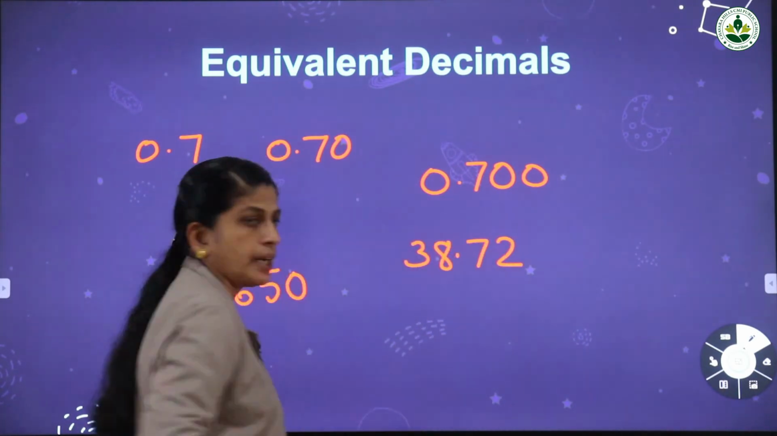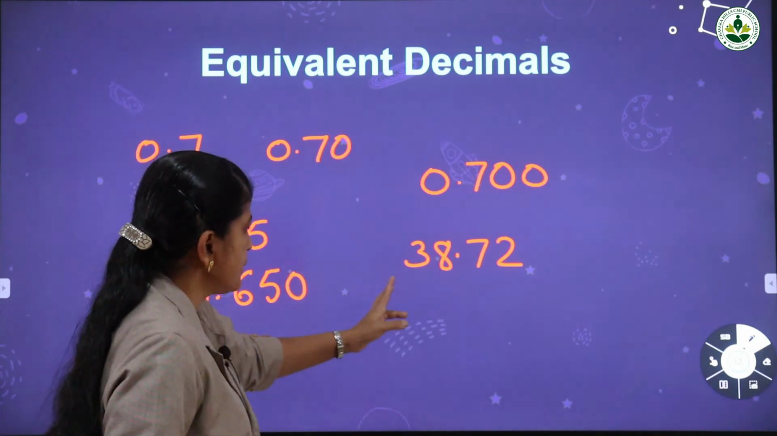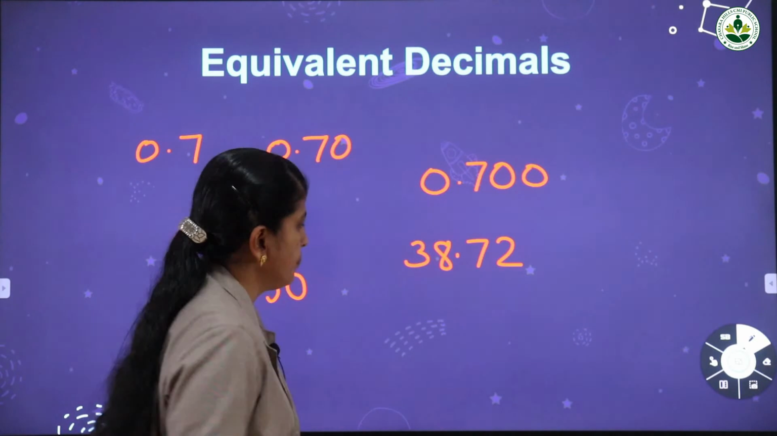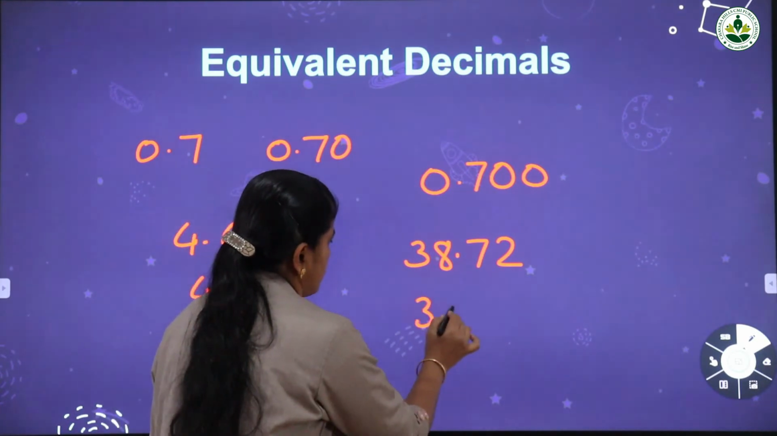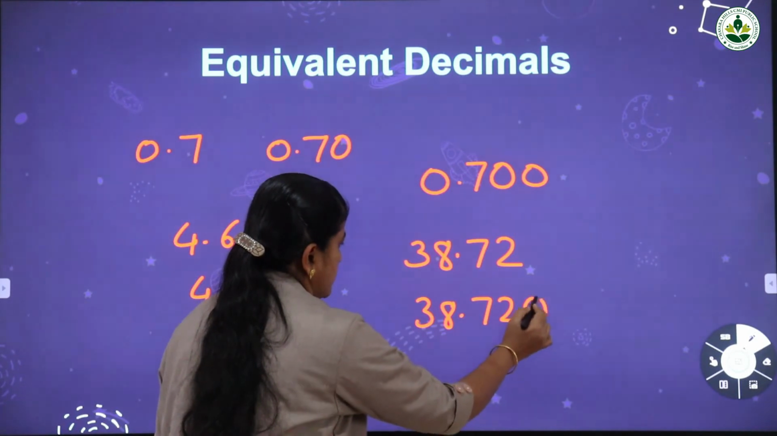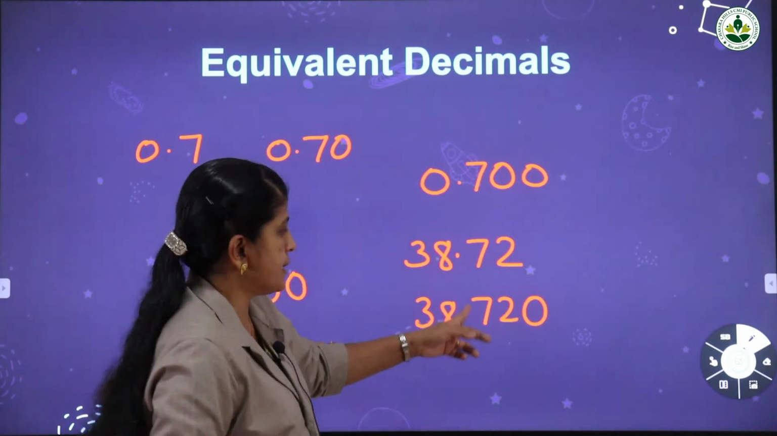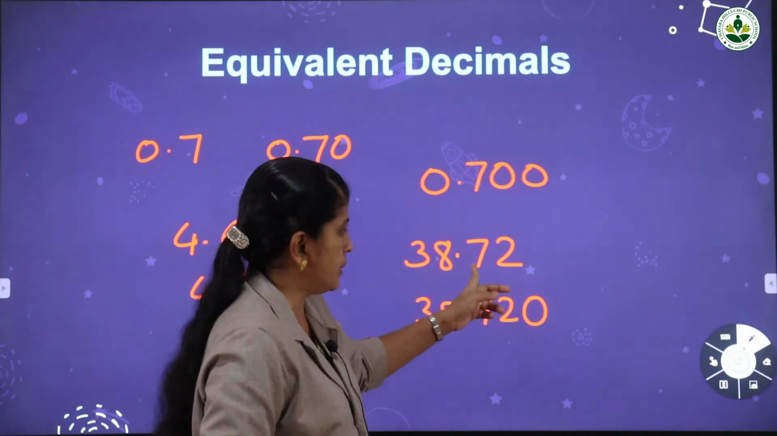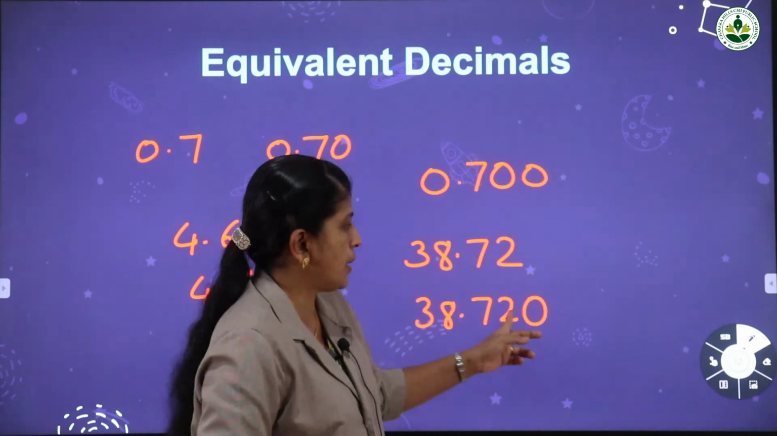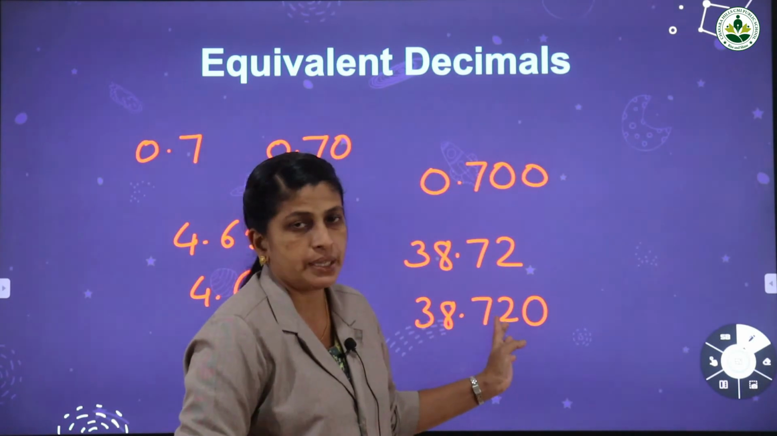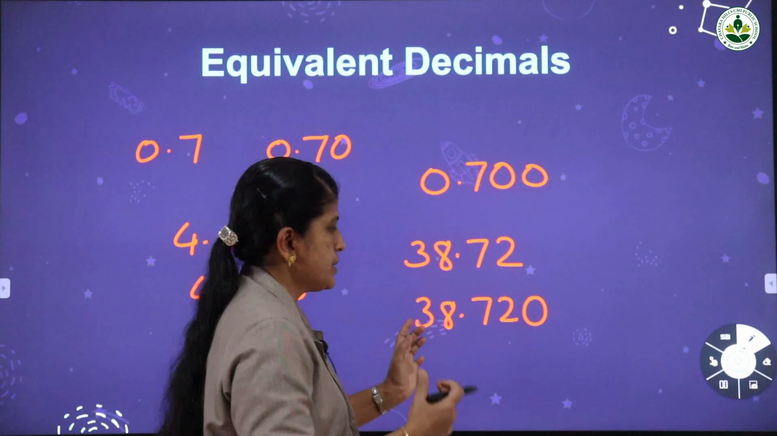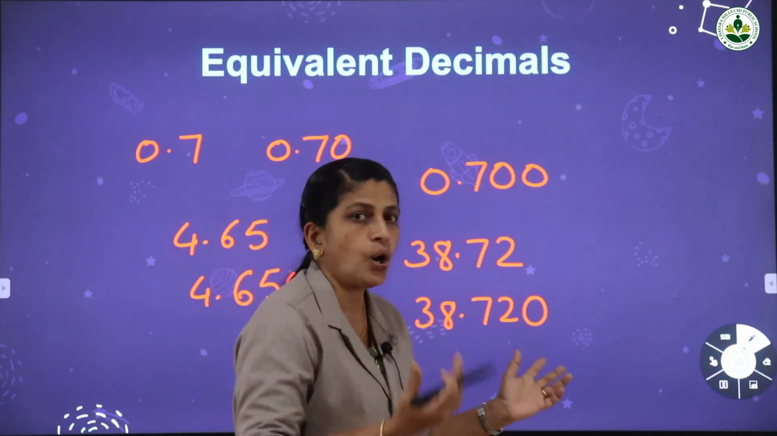38.72, another decimal. Write an equivalent decimal for this decimal. If you write a 0 after 38.72, then it is an equivalent decimal for this number. 38.72 and 38.720 are equivalent decimals. Therefore, to make an equivalent decimal, you should put 0 after all the digits.